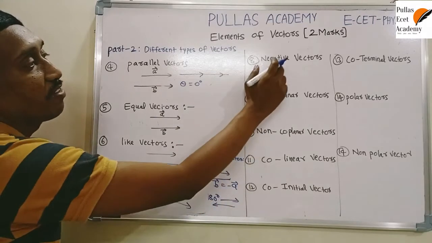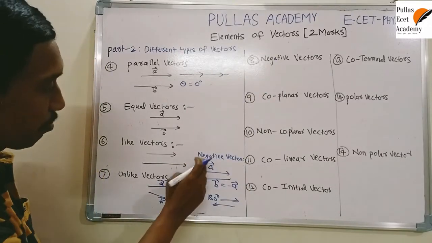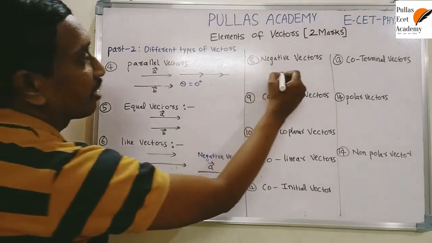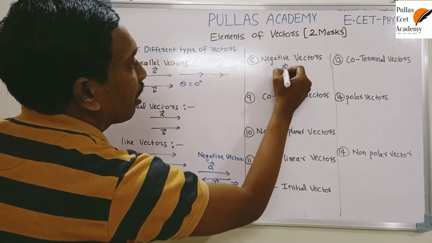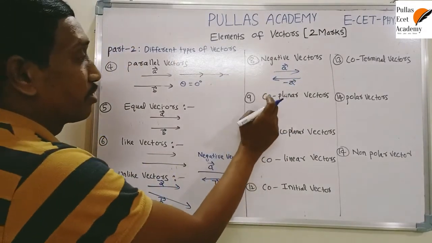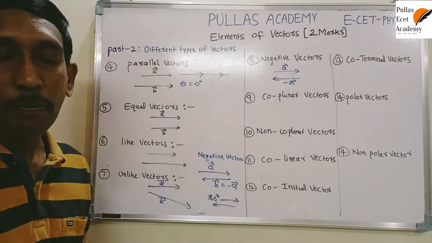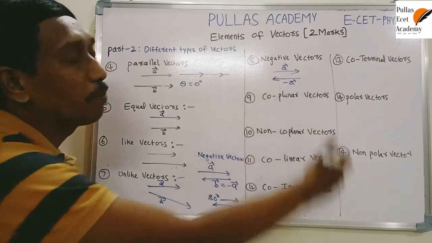Next we will discuss the negative vectors. I already explained this. This is one vector, its opposite direction is a bar, and minus a bar is the negative. Next one is coplanar vectors. Coplanar vectors means the vectors in a plane are called coplanar vectors.